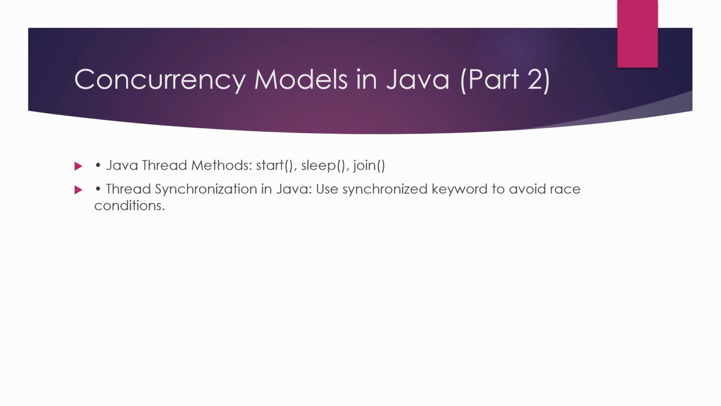Java also provides thread synchronization mechanisms, ensuring that shared resources are accessed safely. The synchronized keyword helps to prevent race conditions, ensuring only one thread accesses a resource at a time.